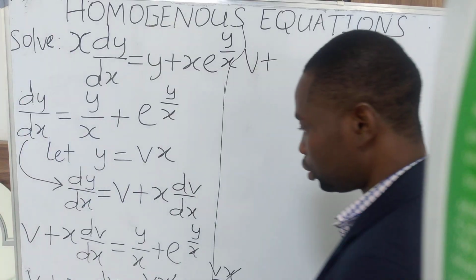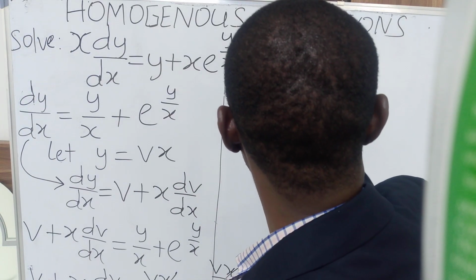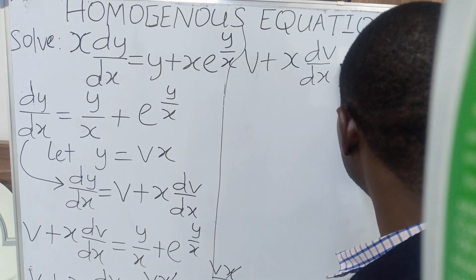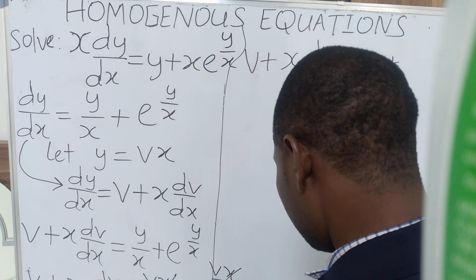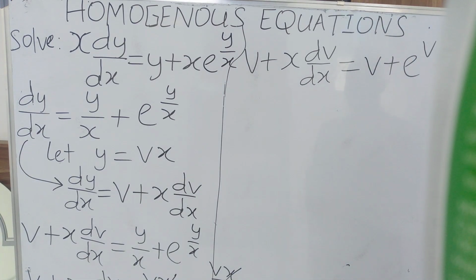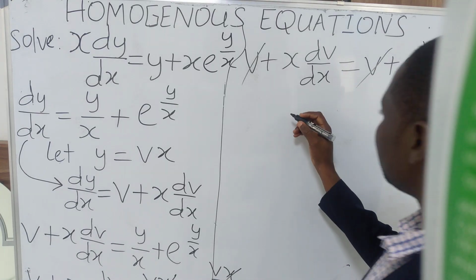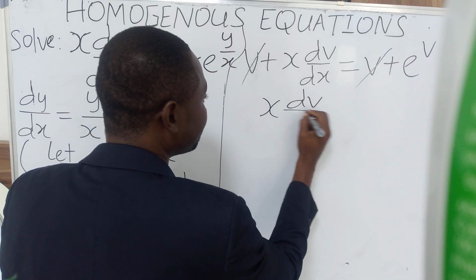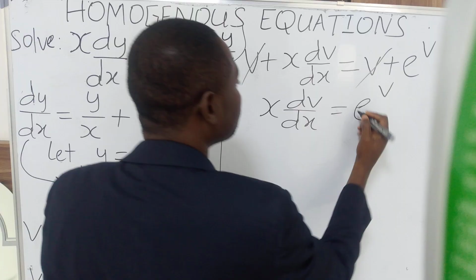So I'm going to have v plus x dv/dx equals v plus exponential v. So if you look at it very well, this v will cancel this v. So I'm going to be left with x dv/dx is equal to exponential v.